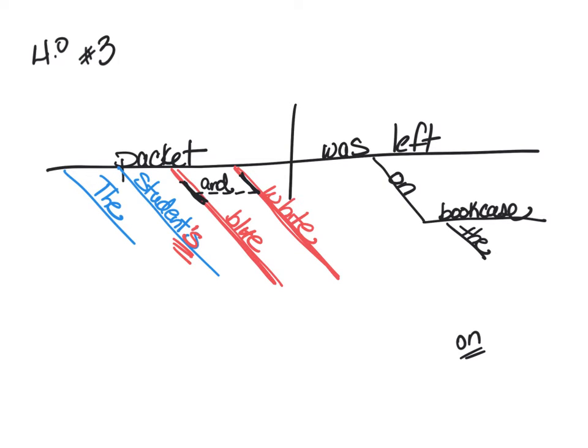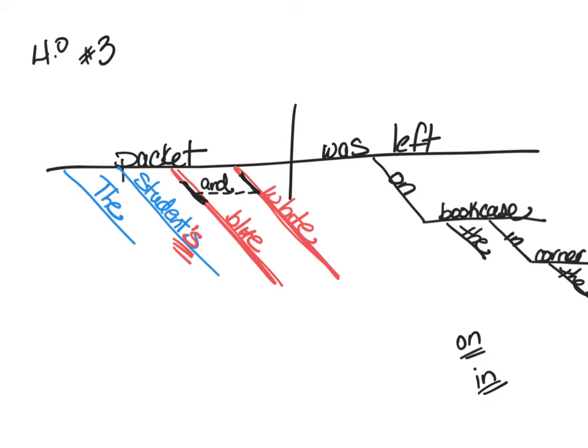That then leaves us with in the corner. In, ding ding, relationship word. What does in the corner describe? Where it was left? Well, not really. Where it was left is on the bookcase. The bookcase is what's being described as in the corner. So again, I put the prepositional phrase bracket in. I put in my preposition. I put in my noun. And then I put in the. So that is number 3.